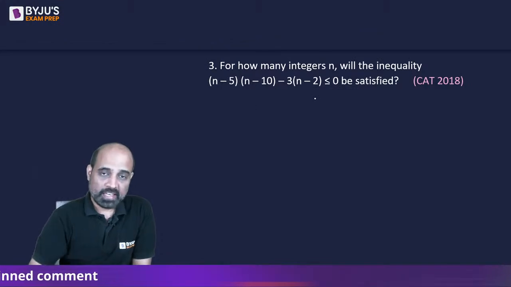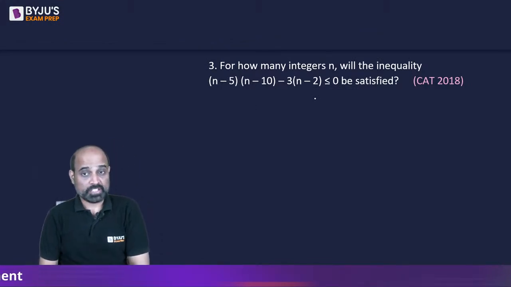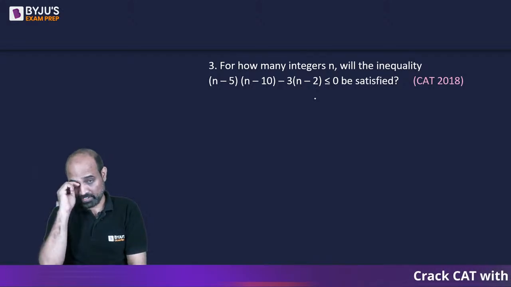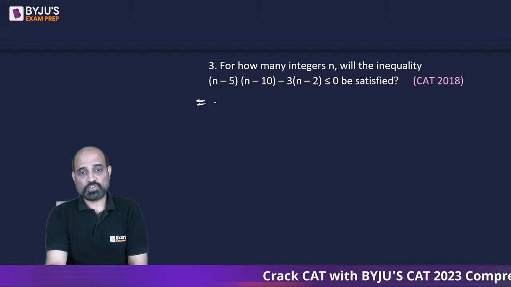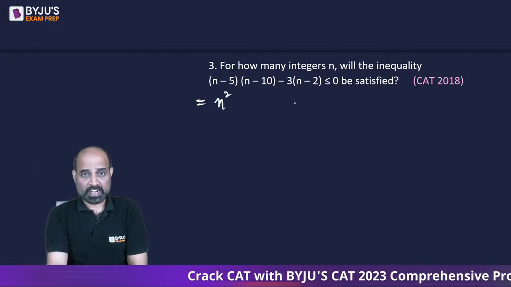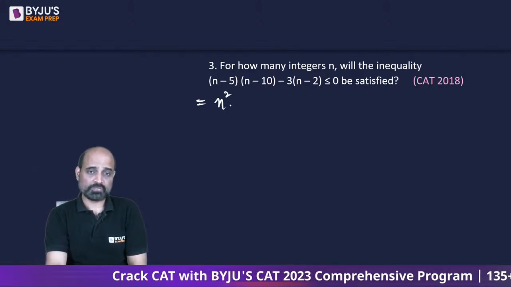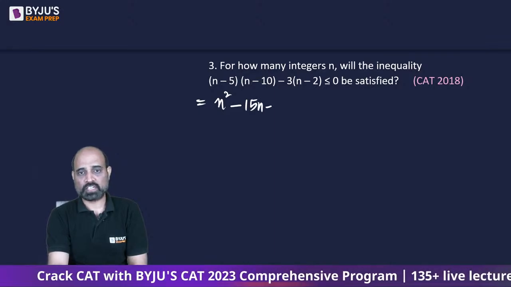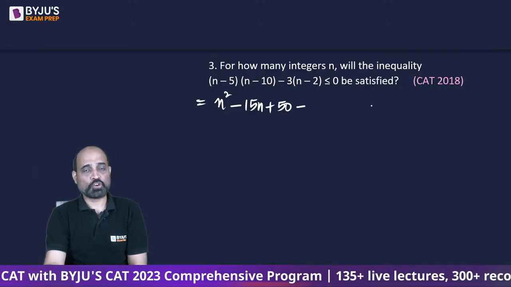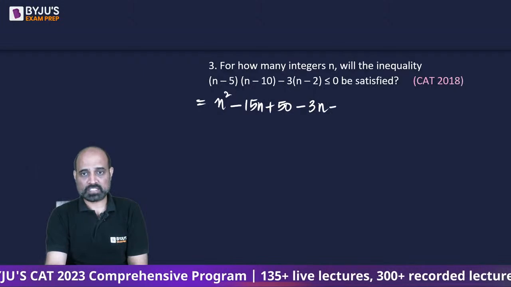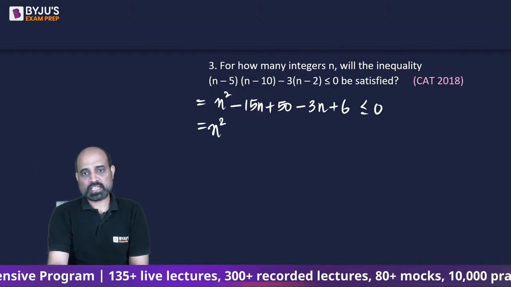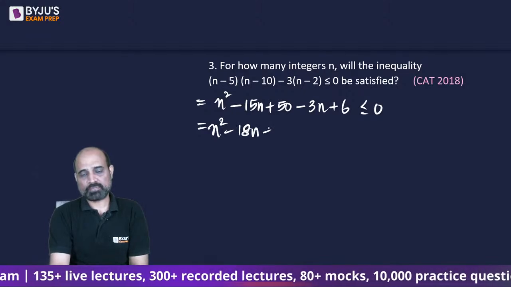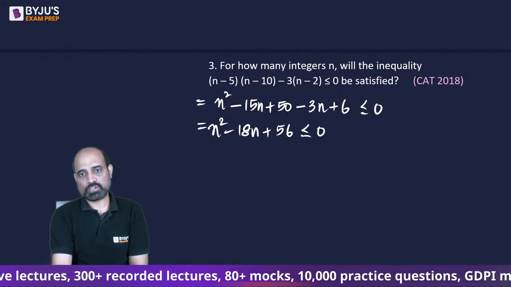Okay. Next question. For how many integers n will the inequality be satisfied? This question was asked in CAT 2018, 4 years ago. If you look at the LHS, we can expand it. We can open the two brackets and we will get n square minus 15n plus 50. If you open the next bracket, we'll get minus 3n plus 6 less than equal to 0. This becomes n square minus 18n plus 56 less than equal to 0.